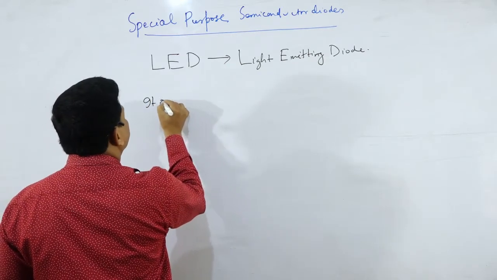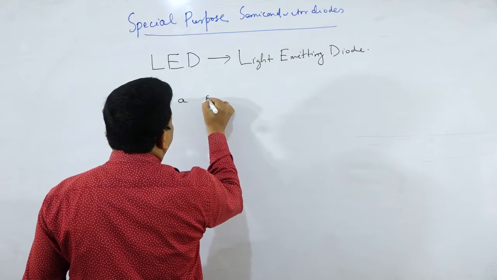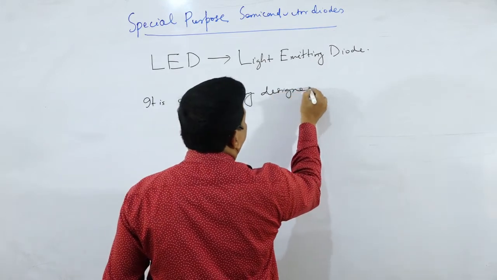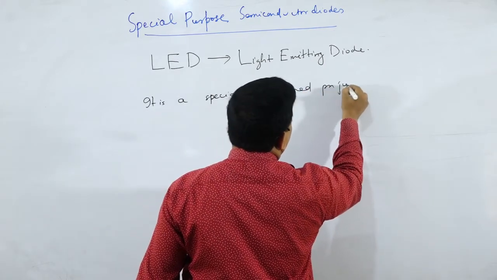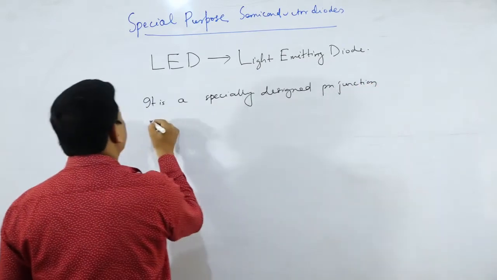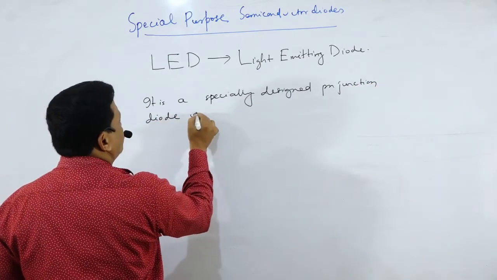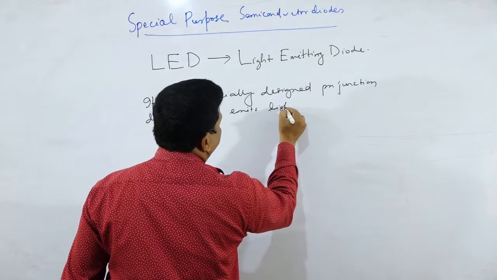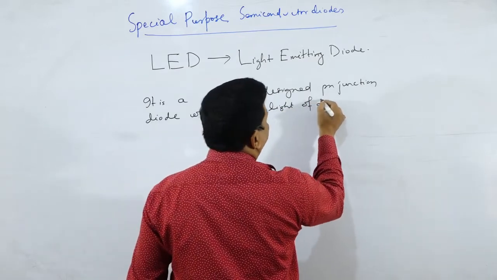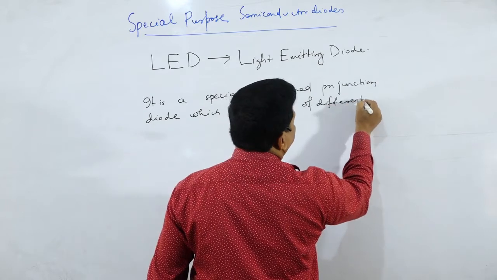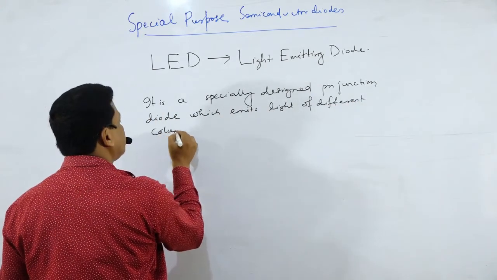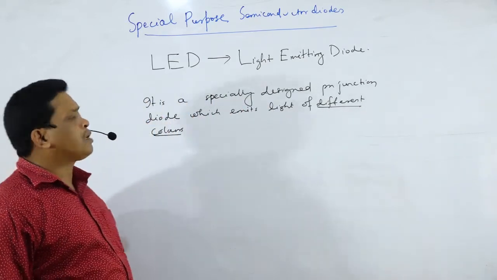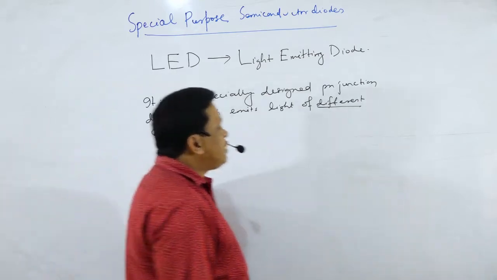It is a specially designed PN junction diode which emits light of different colors. Now, how does this color come? Actually, what happens?